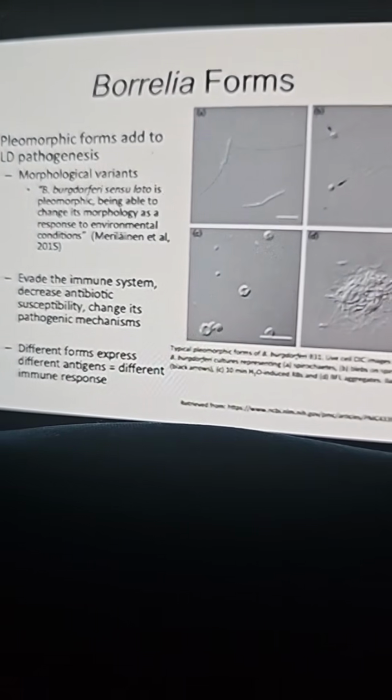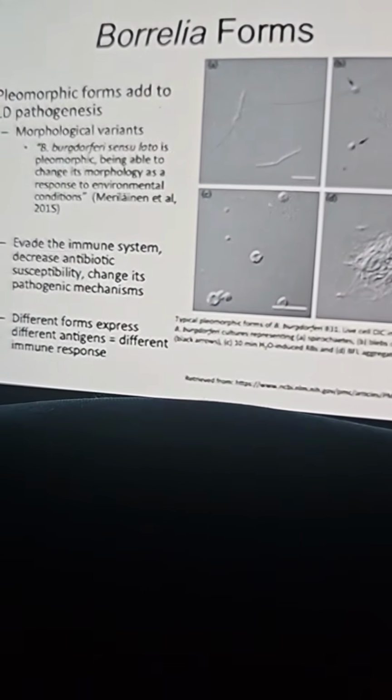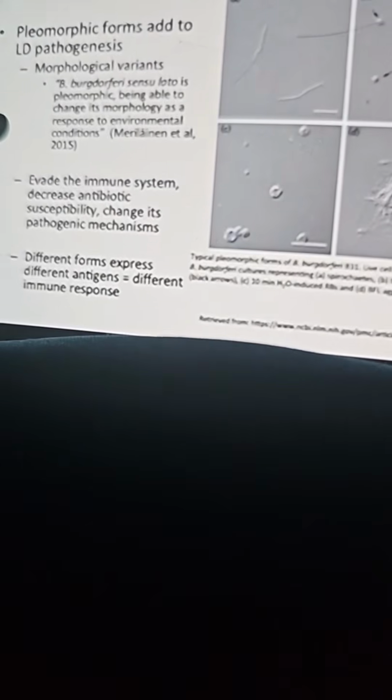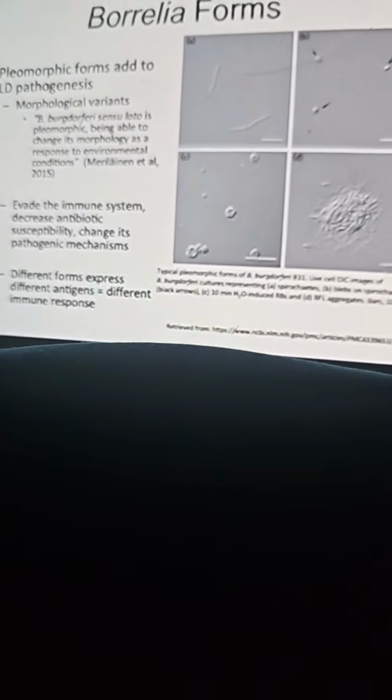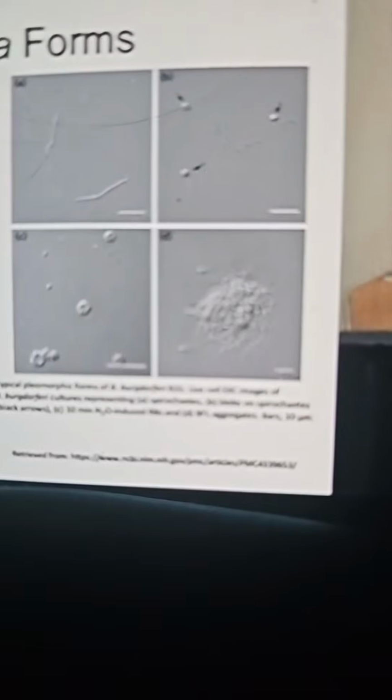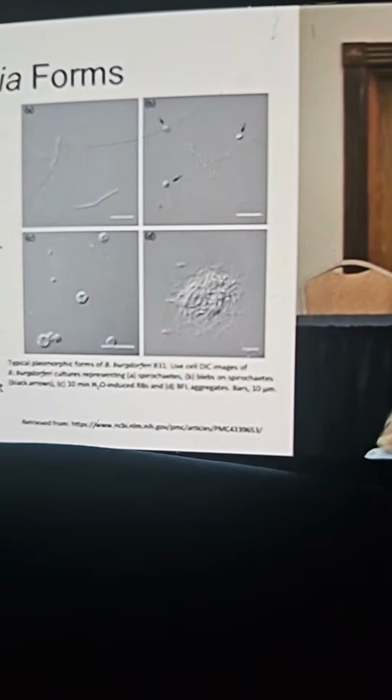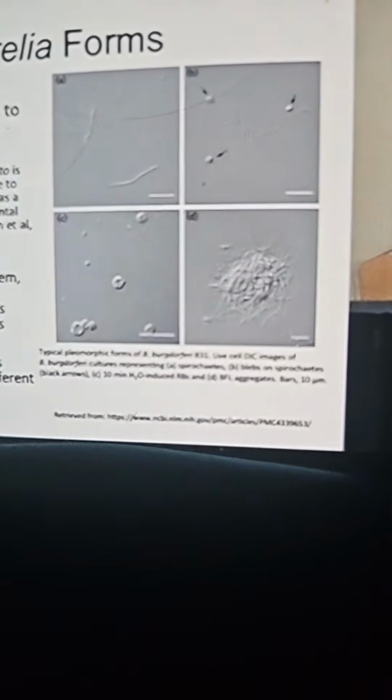antigens. And again, that can produce a different immune response. So when it comes to testing, when we're doing indirect testing, you might not be able to pick up an active infection because you have these different forms. So those pictures over there are kind of nice.